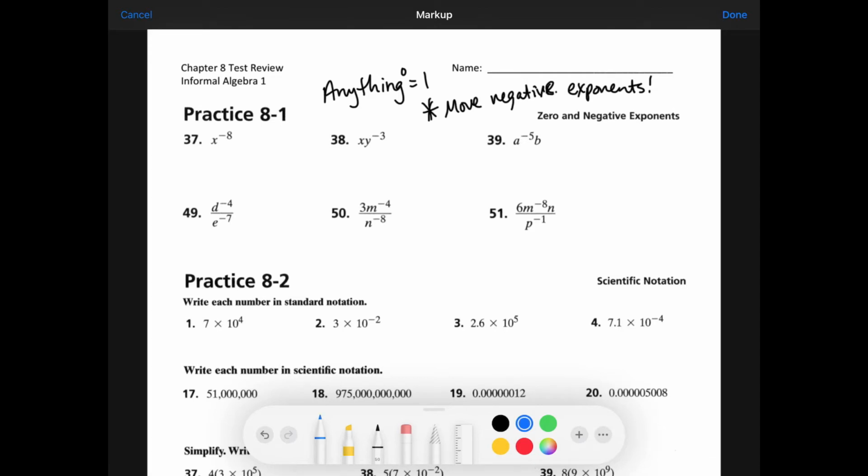So number 37, x to the negative eighth, we got to move it. So we'll drop it under a 1, 1 over x to the 8th. Easy peasy, all right, there we are.